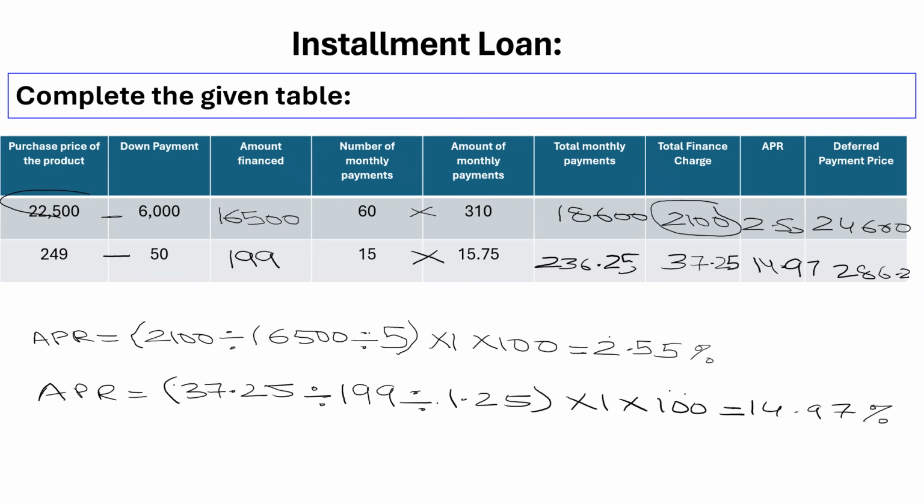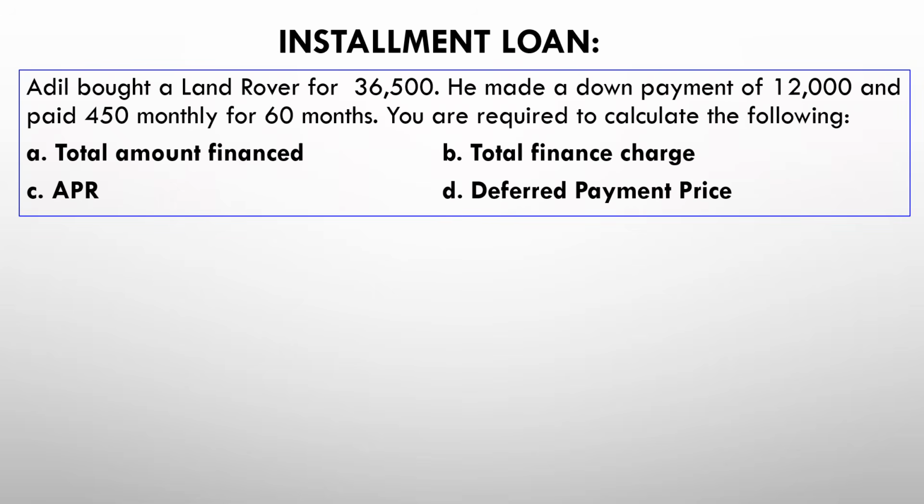I hope you understood. Now we will take another question. Just pay attention. Installment loan. Adil bought a Land Rover for 36,500. He made a down payment of 12,000 and paid 450 monthly for 60 months. You are required to calculate the following.